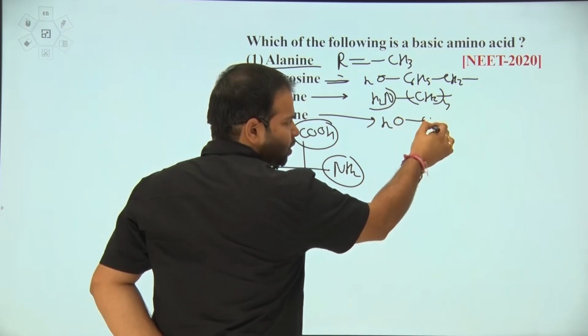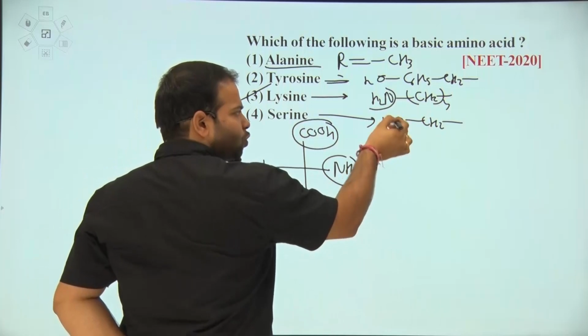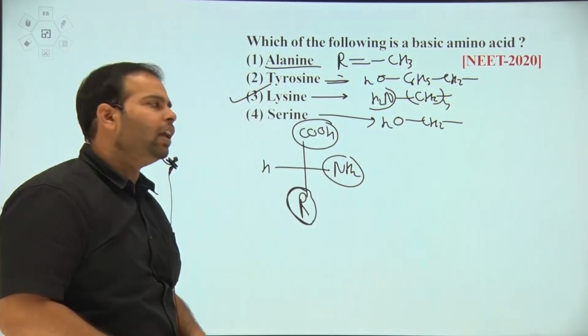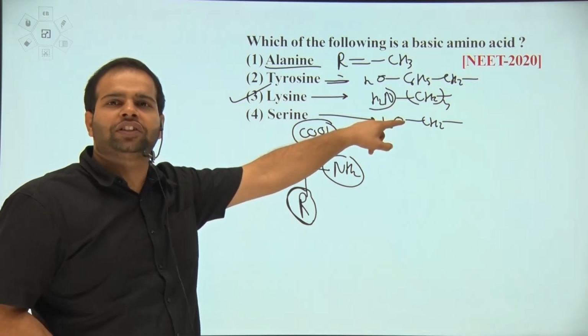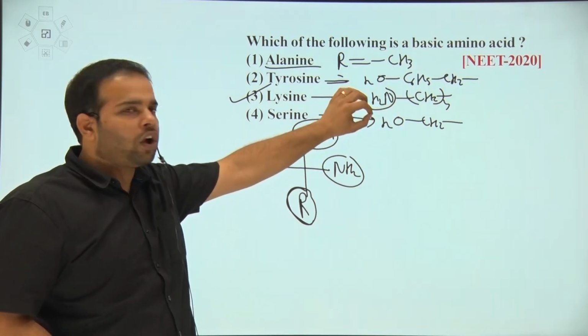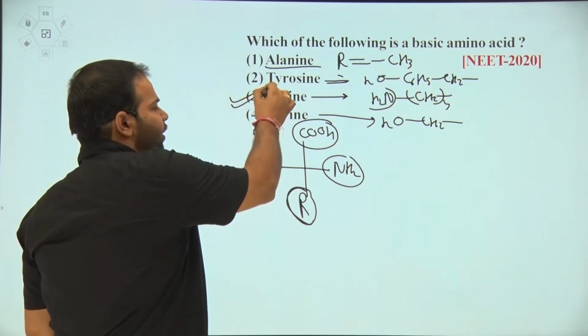OH CH2. Clear? If R is CH2OH, means hydroxymethyl, then it is considered as serine. Now in this case, there is no basic group present in this group, therefore it is also not considered as a basic amino acid. So the only answer in this case is third.